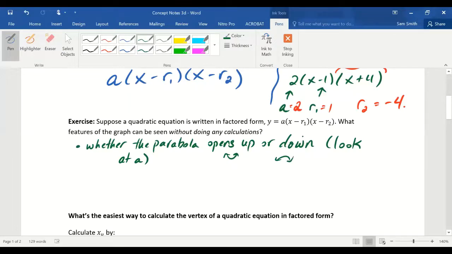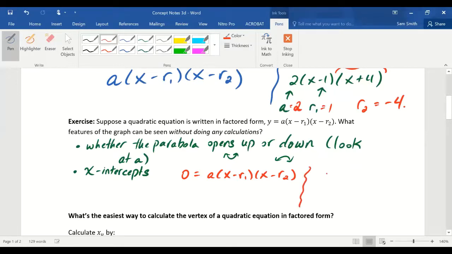Now, when we had a quadratic equation and it was in standard form, we could detect the y-intercept without doing any work at all. In factored form, the opposite is true. You can detect the x-intercepts without doing any work at all. And that comes from the fact that if you go into this equation and you set y equal to 0, you are in the prime position to use zero product property.